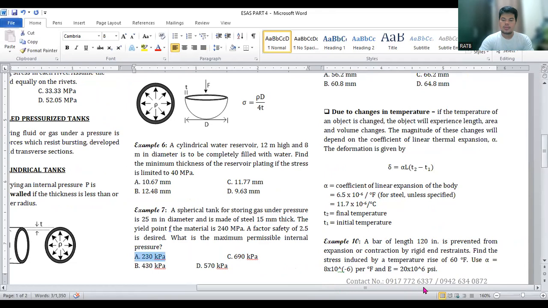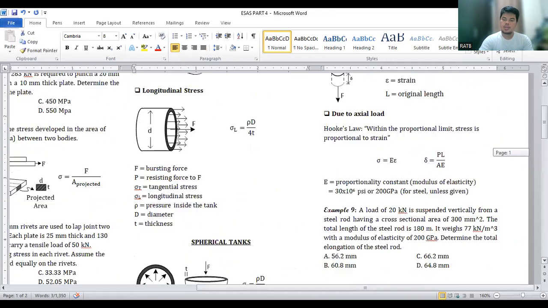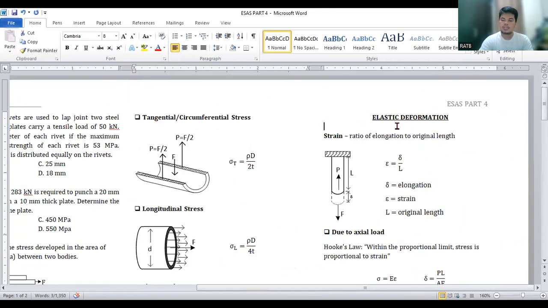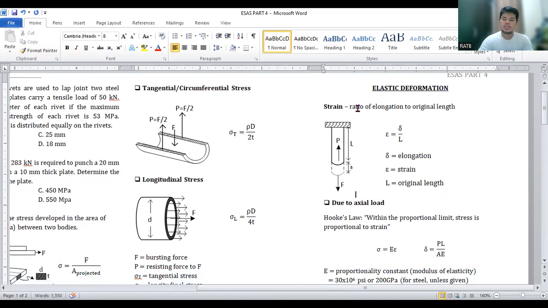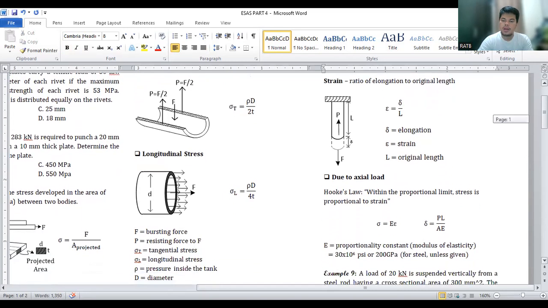Okay, so and then we go to the next topic. Next topic is elastic deformation. So we define the following items or terms. First is the strain. Strain is the ratio of elongation to original length. So we have this formula. The strain is the ratio of the elongation to the original length.